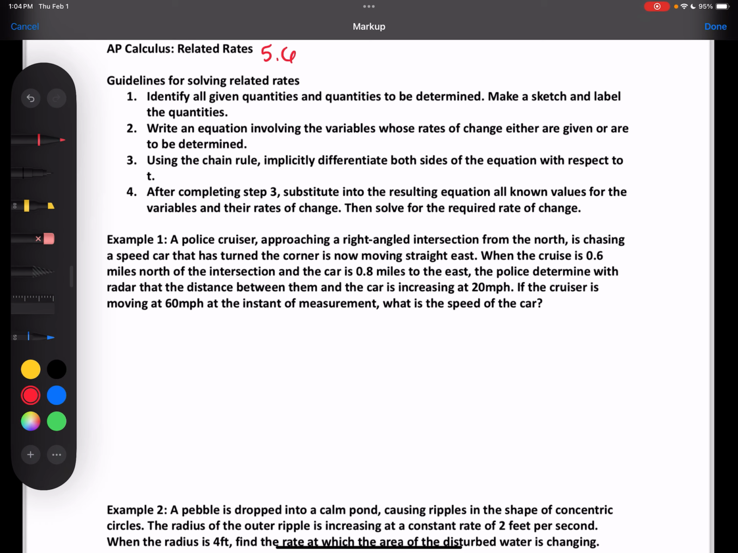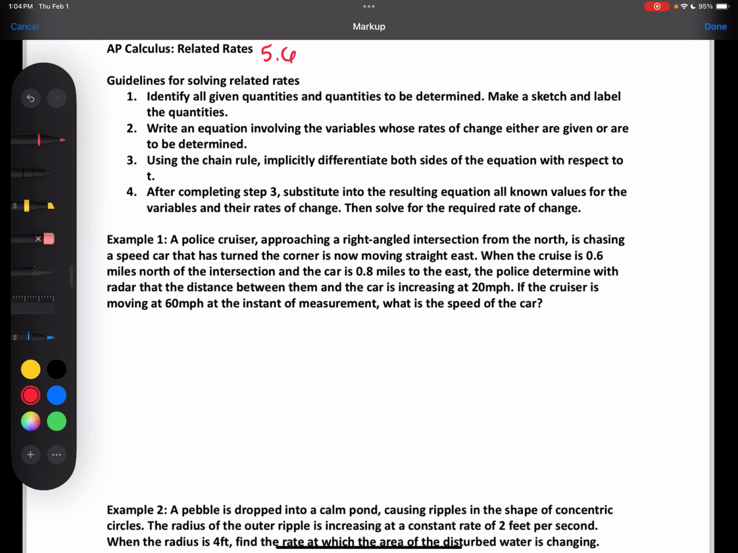Make a sketch and label the quantities. So most of the time we're going to draw a picture. Not every time, but sometimes in the book they'll give you a picture. Sometimes you have to draw one. Write an equation involving the variables whose rates of change are either given or to be determined. So this is kind of like pick an equation that meets the requirement. So it might be a volume equation, it might be area, might be like a triangle, like Pythagorean theorem.